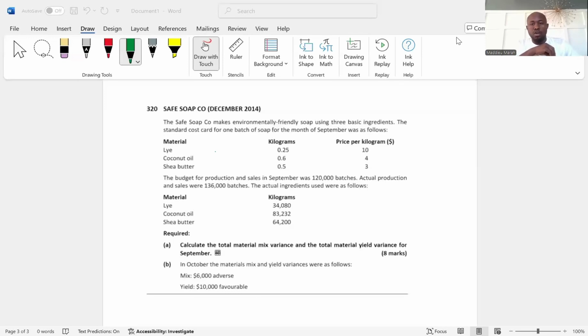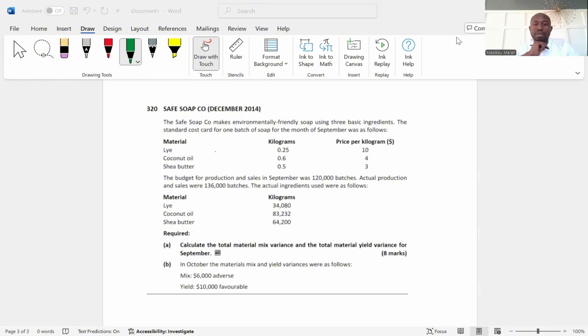Hello, guys. Welcome to our last constructive question for now on material mix and yield variance. So we're going to look at Safe Soap Co for today. Hope you have good practice with the two questions we solved already on material mix and yield variance. Now, this question asks us to calculate the total material mix variance and the total material yield variance for September. That's our requirement. Let's read the question.